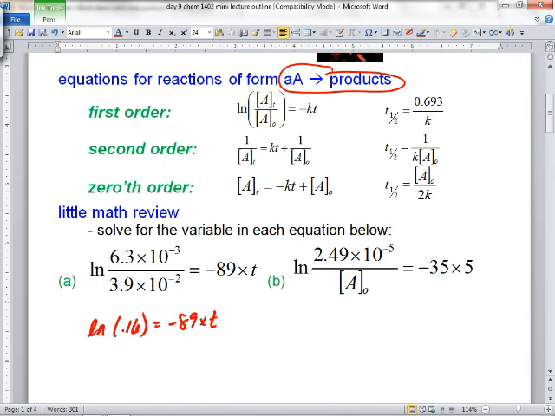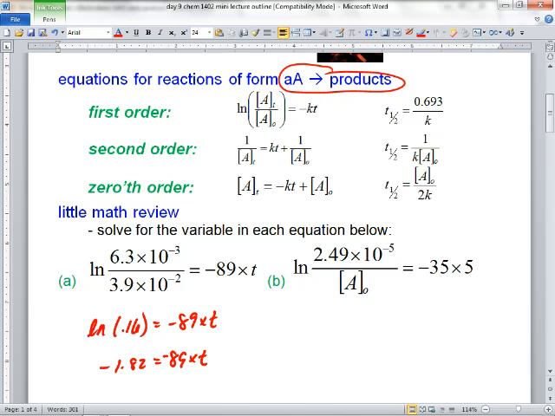Now I find the Ln button on there. See what it is. What's the natural log of 0.16? Where is Ln? There it is. I got about negative 1.82. You got it? A good deal. So negative 1.82 equals negative 89 T. Oh, I forgot my negative sign. Thank you, sir. Okay.